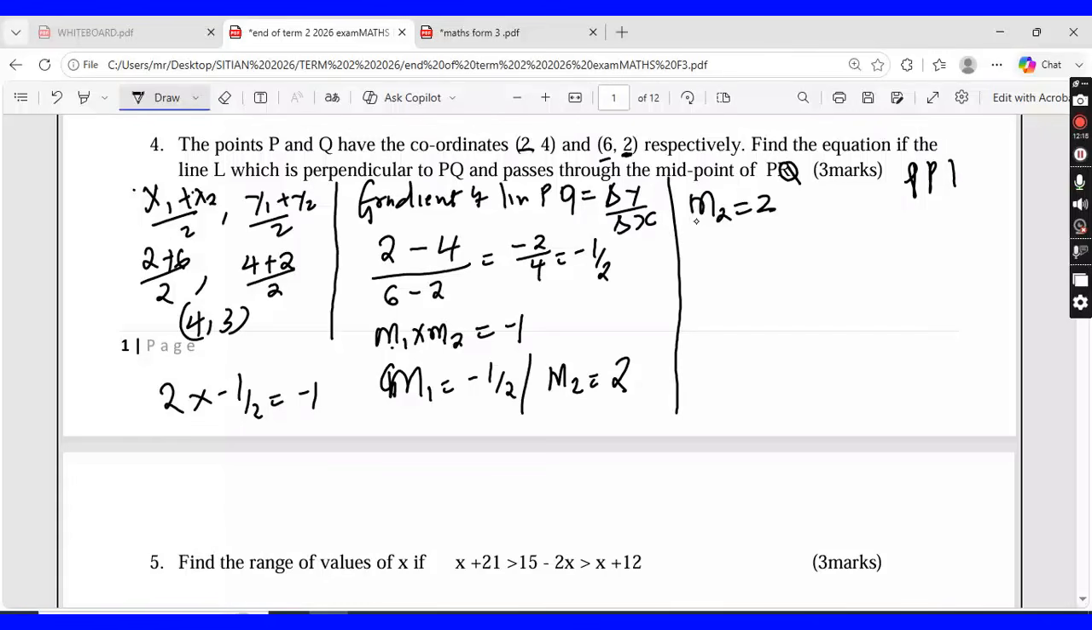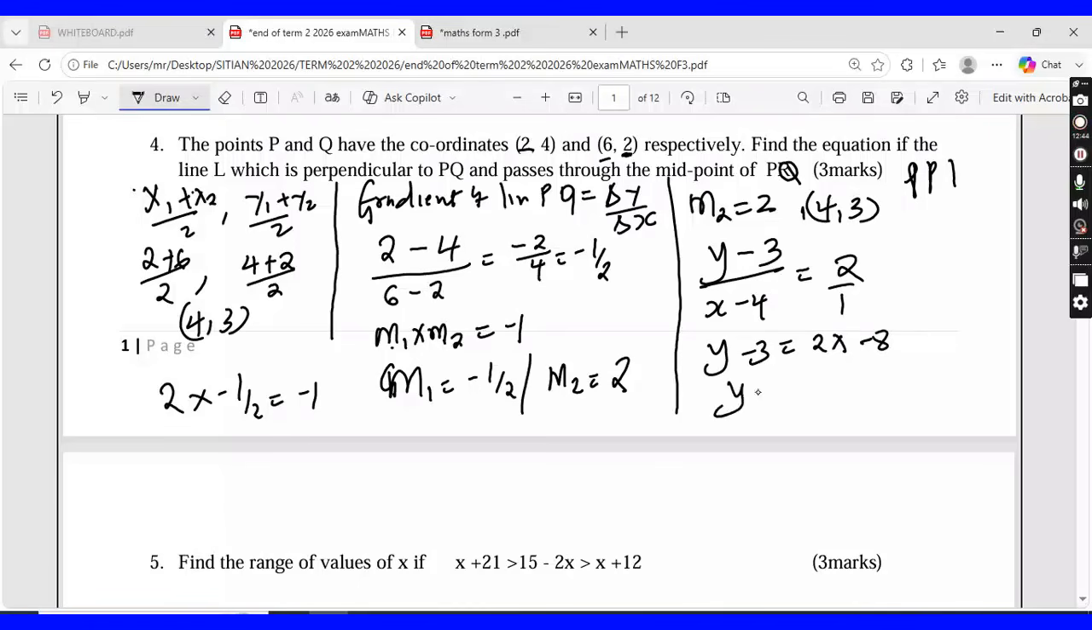Now, because the line L is passing through the midpoint, which is 4, 3, we can get the equation. The equation is change in Y over change in X, and the answer is going to be the gradient, which is 2. Now you cross multiply, you will find that Y minus 3 is equal to 2X minus 8. Therefore, Y is going to be 2X, bring this to this side, you add, that is minus 5. And that is the equation of that perpendicular line.